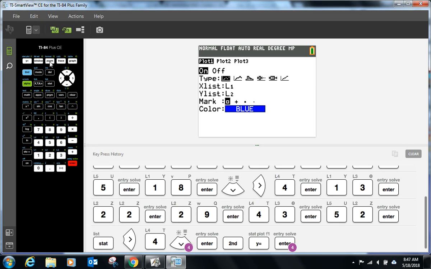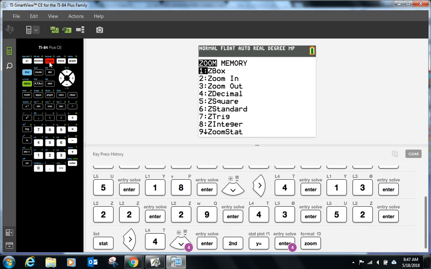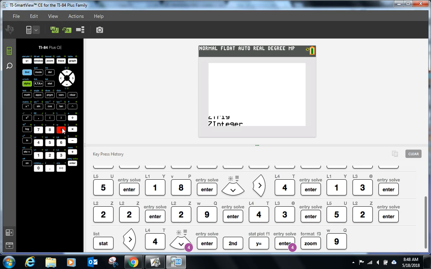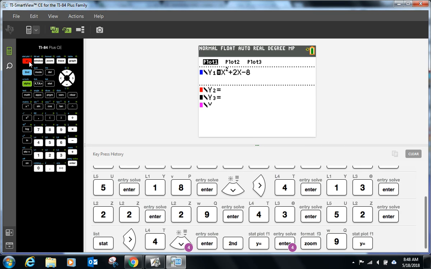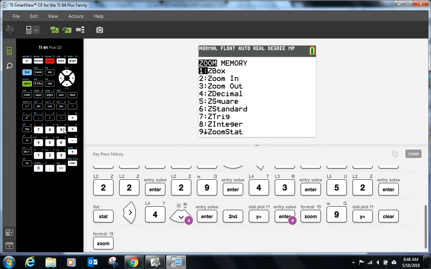All right, to see the scatter plot now, go to zoom. You hit your zoom button. Right at the top, you got a zoom button. And we are in the stats unit, so you want number 9, zoom stat. And you should see your scatter plot for this graph. Okay? I must have had something else in there. Get that out of there. Zoom stat.